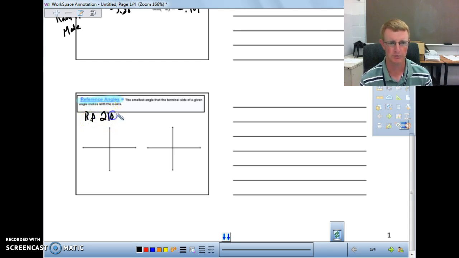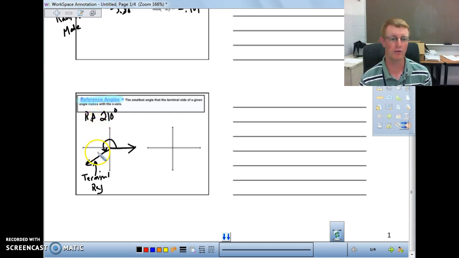Let's say 210 degrees. What you first need to do is find where 210 degrees is. We did this in an earlier section. Here's 90, here's 180, here's 270. So 210 degrees is going to fall somewhere here. And what we had talked about was, here's our initial ray right here, and here is our terminal ray. We know that it's 210 degrees to get all the way to this line from our initial ray. What a reference angle is saying is we want the smallest angle between the terminal ray and always the x-axis. So we want this angle right here.